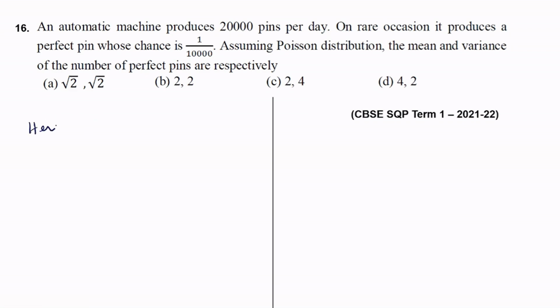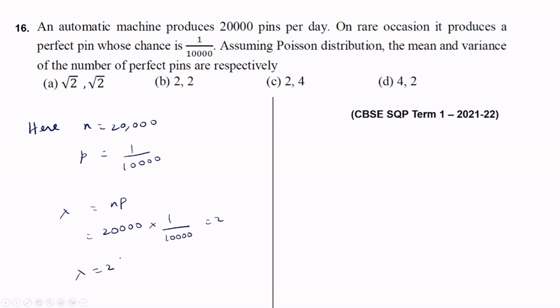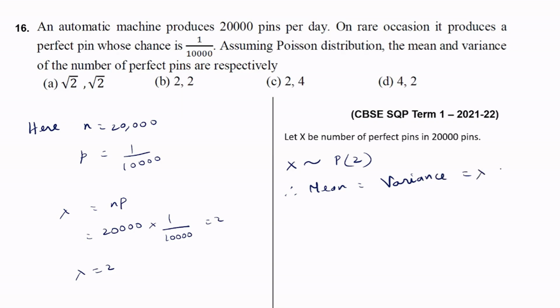So first let us find lambda. Here n is equal to 20,000 and the probability of success, that is the probability of a perfect pin, is 1 by 10,000. So lambda is equal to np, which is 20,000 into 1 by 10,000, equal to 2. So lambda is equal to 2. Now let x be the number of perfect pins in 20,000 pins, then x follows Poisson distribution with parameter lambda. Now we know that in a Poisson distribution, the mean and variance are equal to lambda. Therefore, mean equals variance equals lambda, which is 2. As a result, the mean and variance of the number of perfect pins is 2, 2. The correct option is option B.